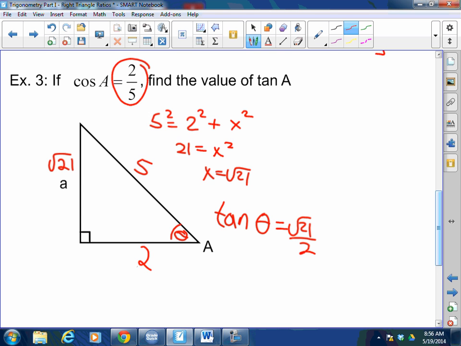SOH CAH TOA, remember that? And remember the special right triangles. A 45, 45, 90. Sides are 1 and 1. Hypotenuse square root of 2. A 30, 60, 90. Across the 30 is 1. Across the 60 is square root of 3. The hypotenuse is 2.